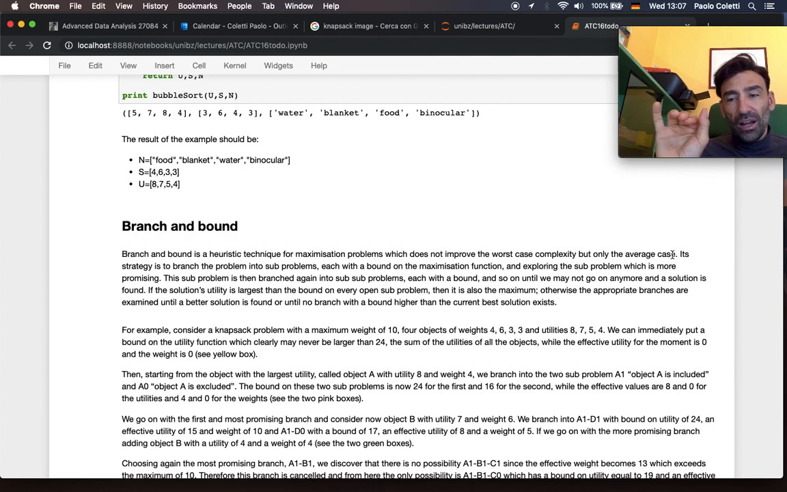Each one we will examine whether it's promising or not. So whether it promises us to have a high utility or whether we are pretty sure that the utility of that branch will be low. We will examine only the branch with the largest promising utility, so the one which promises us to have a large utility. So this is called branch, and then put a bound on the utility. But let's see the example in practice.